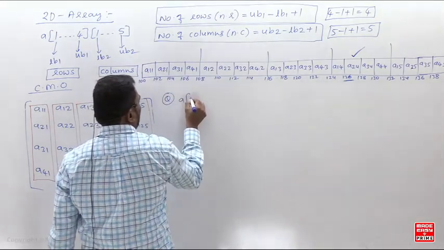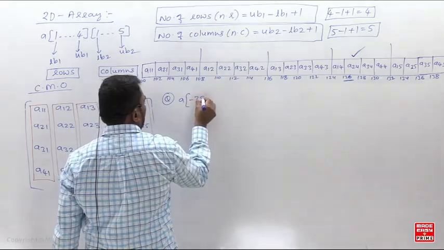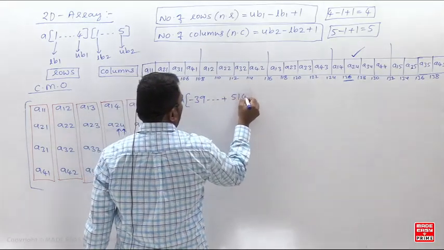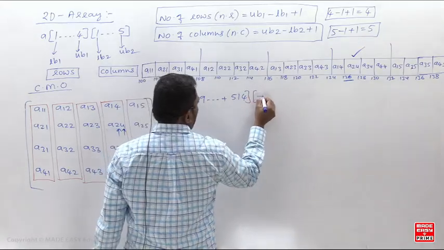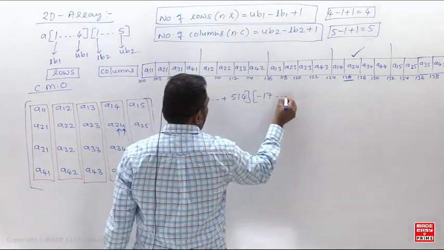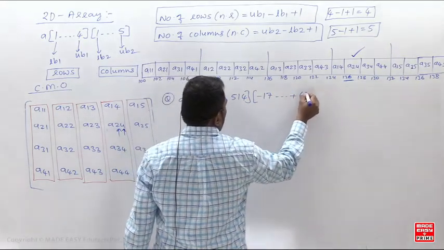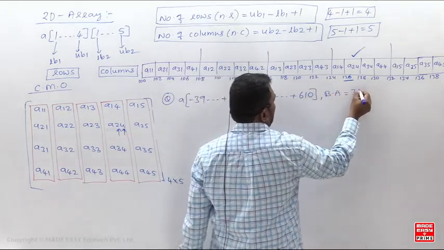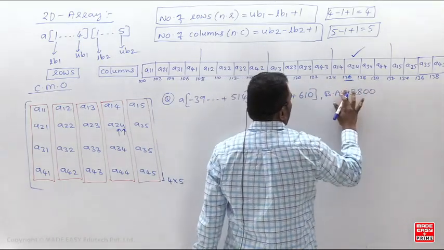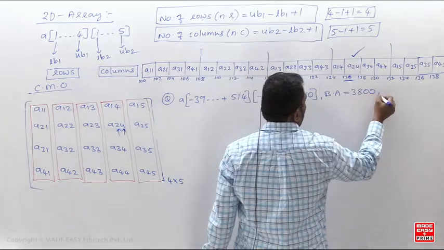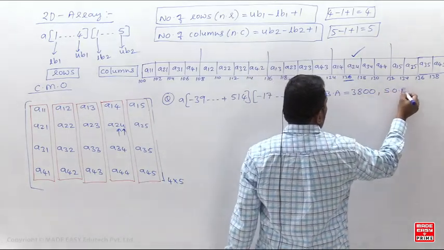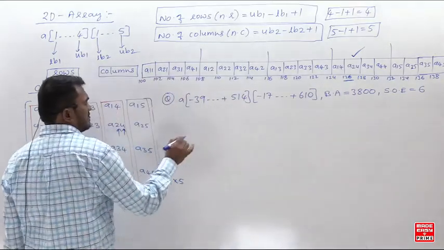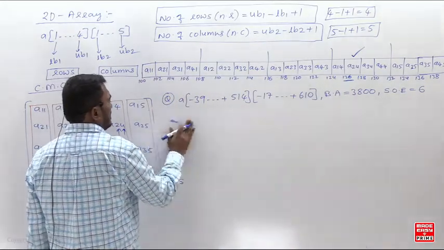So A of minus 39 to plus 514. So next minus 17 to plus 610. So base address is 3800. Base address is 3800 and size of the element is 6. Column major order. So find out.